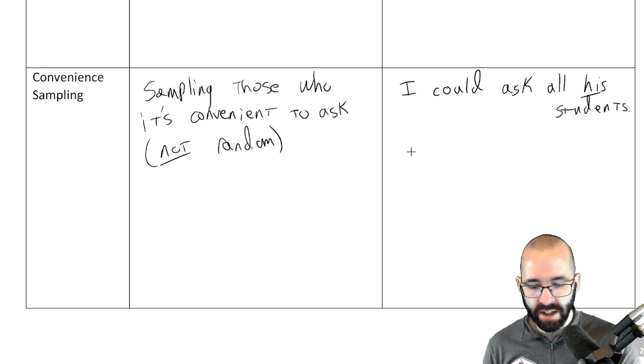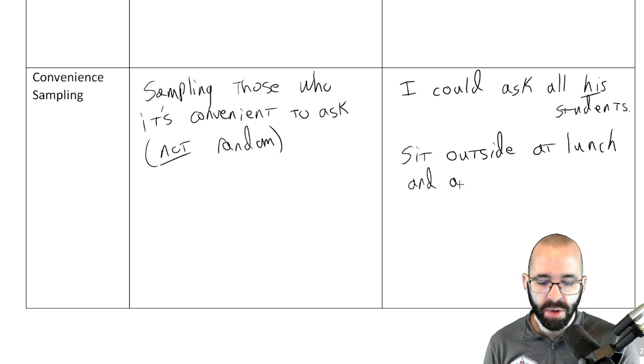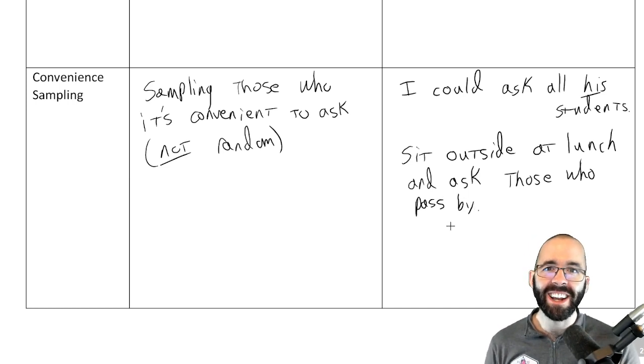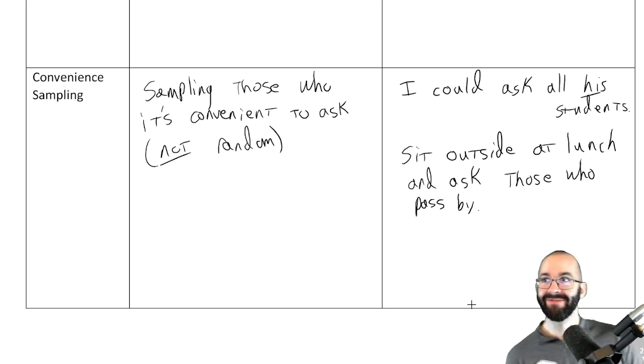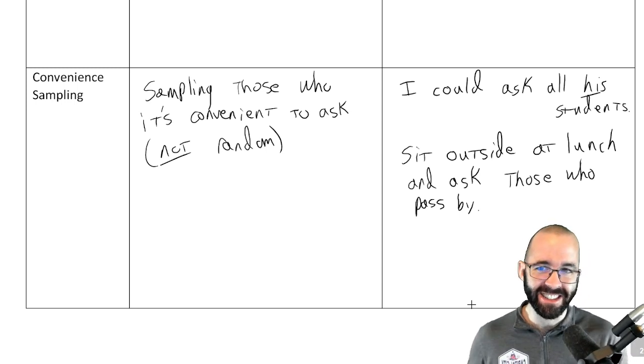Or I could just sit outside at lunch and ask people who go by. Which would be really weird. Imagine you're walking around at lunch and this guy walks up to you and says, "How much do you pay for housing every month?" Why do you want to know? But that would be an example of a convenient sample.